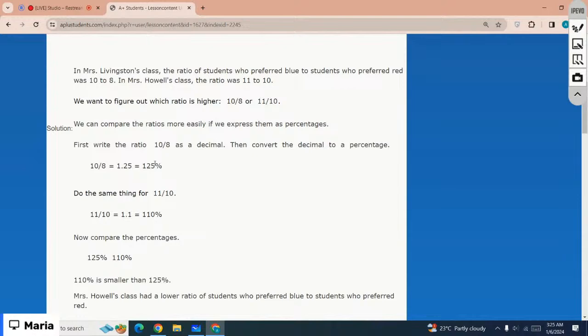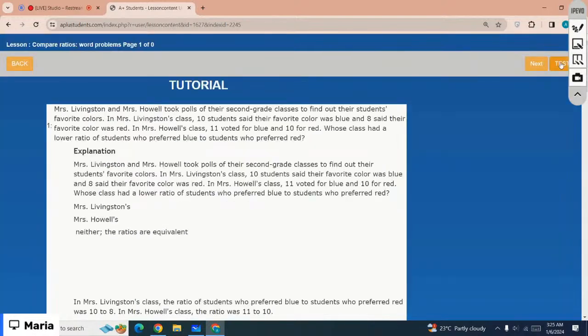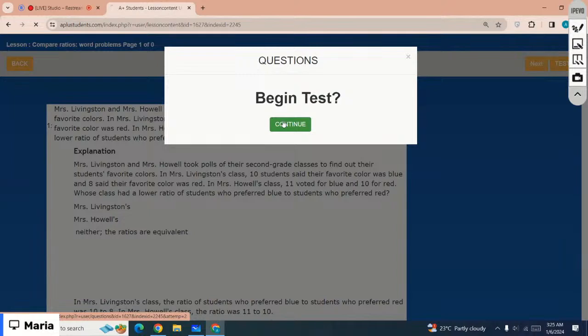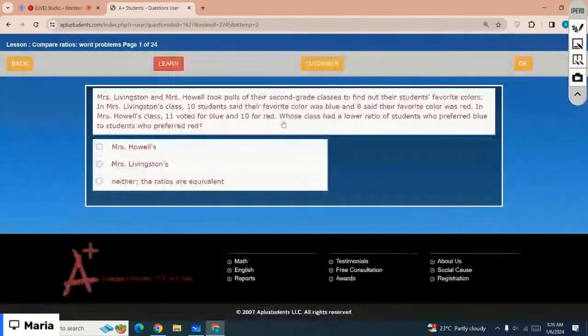Okay, let's just start with the test questions. Okay, that's the one we just did. Mrs. Livingston and Mrs. Howell took polls for their second grade classes to find out their students' favorite colors. In Mrs. Livingston's class, 10 students said their favorite color was blue and 8 said their favorite color was red. In Mrs. Howell's class, 11 voted for blue and 10 voted for red. Whose class had a lower ratio?